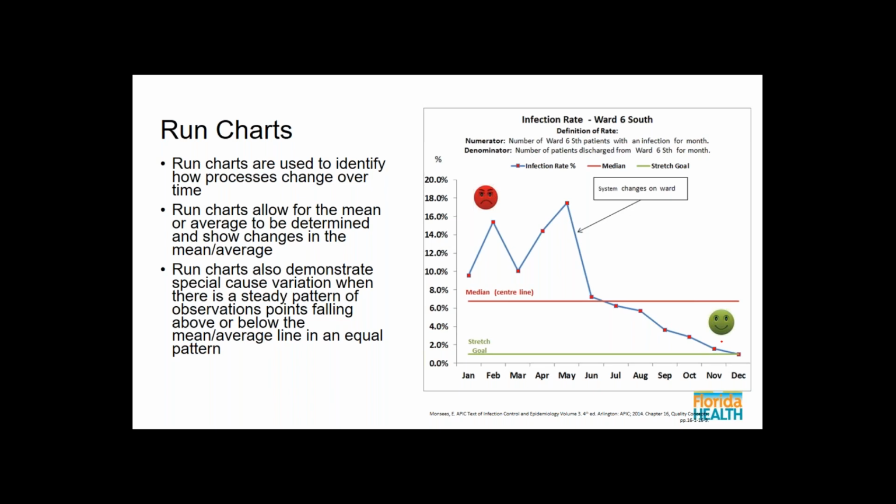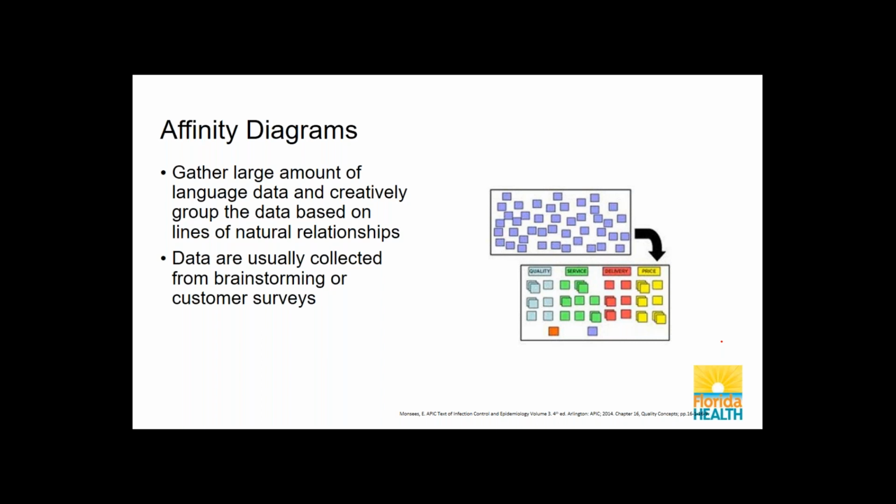The affinity diagrams, this is when you're going to gather a large amount of language data and creatively group the data based on lines of natural relationships. So you can see here, we have all of these little sticky notes and all of this data. And then we're going to break it up into little sections like, oh, well, this is part of quality, this is part of service, this is part of the delivery, this is part of price. So that's kind of how an affinity diagram works.